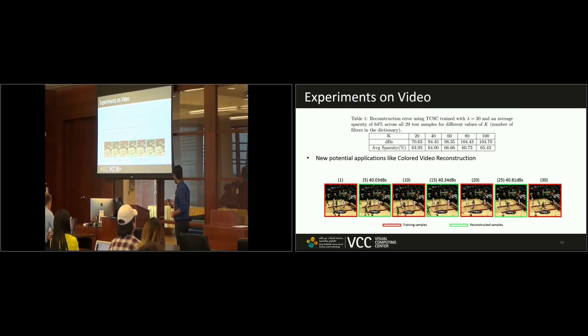And what we say is that I'm going to train on those red frames, and hopefully the dictionaries are generic enough to learn the intermediate frames. And we do a good job at that as well.